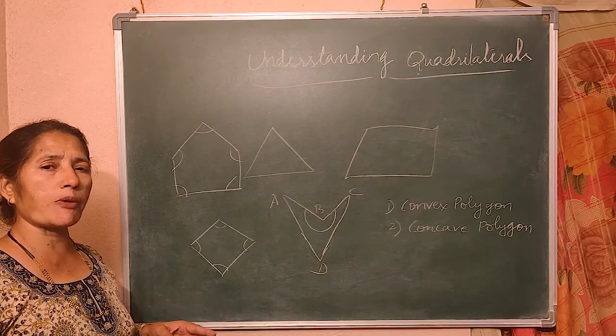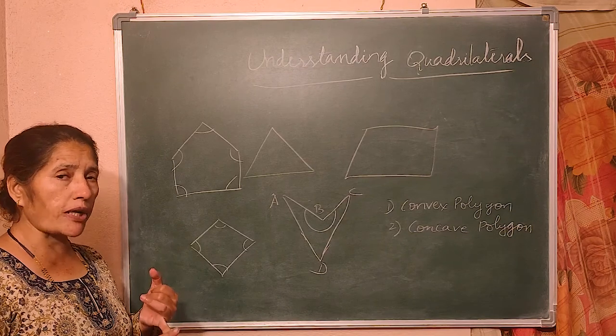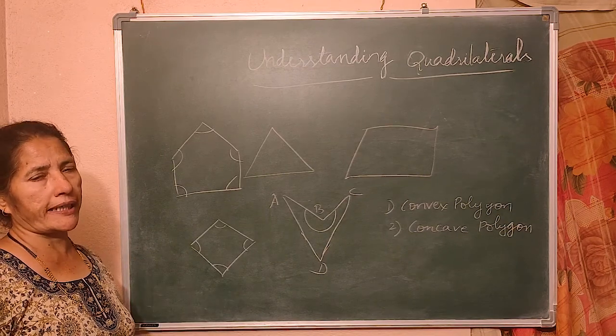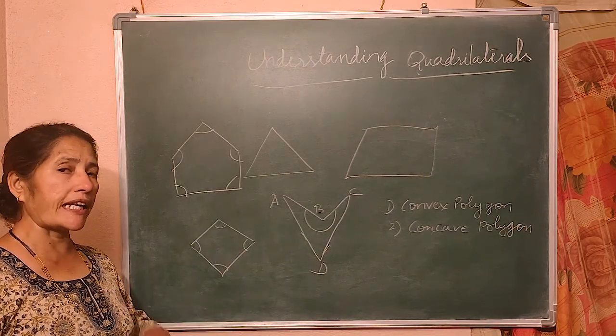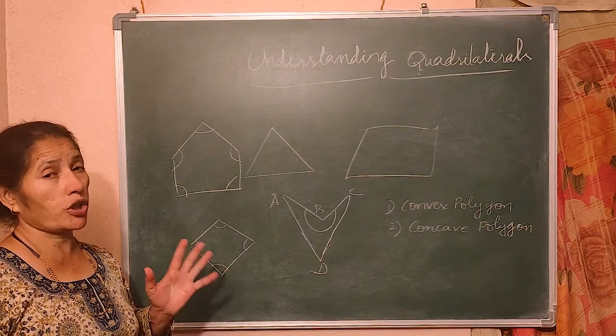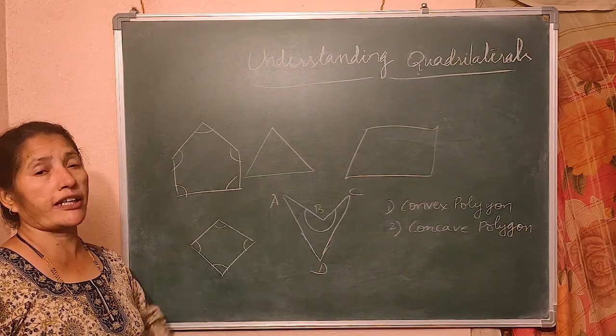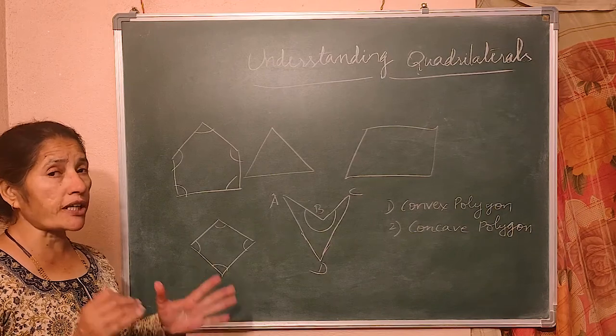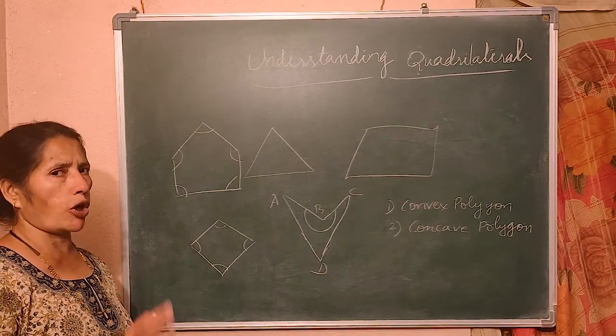So, what are the two types of polygons? Convex polygon and concave polygon. And in this chapter, we are dealing only with the convex. Normally, we don't deal much with concave polygons. You understood the difference between convex and concave polygon.